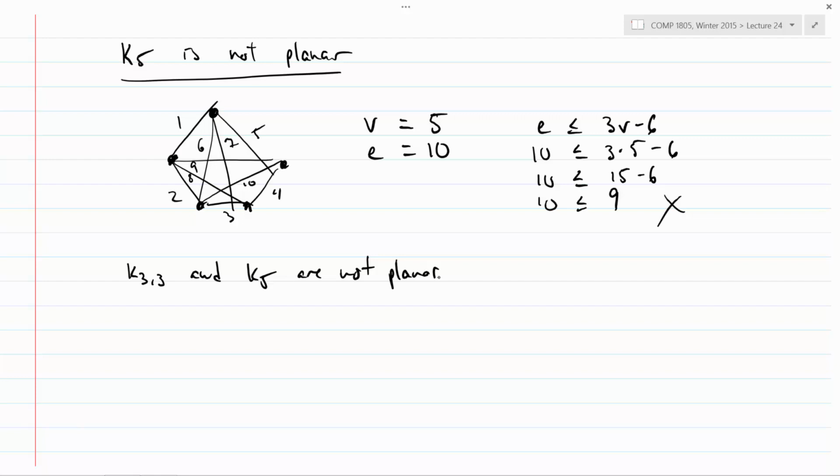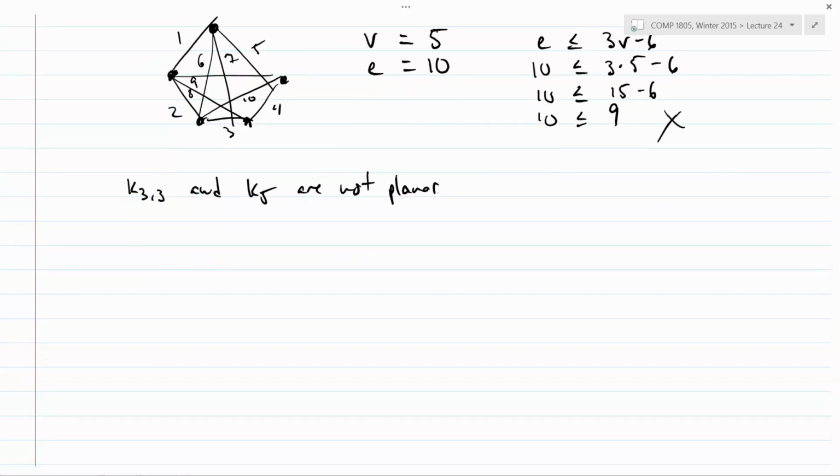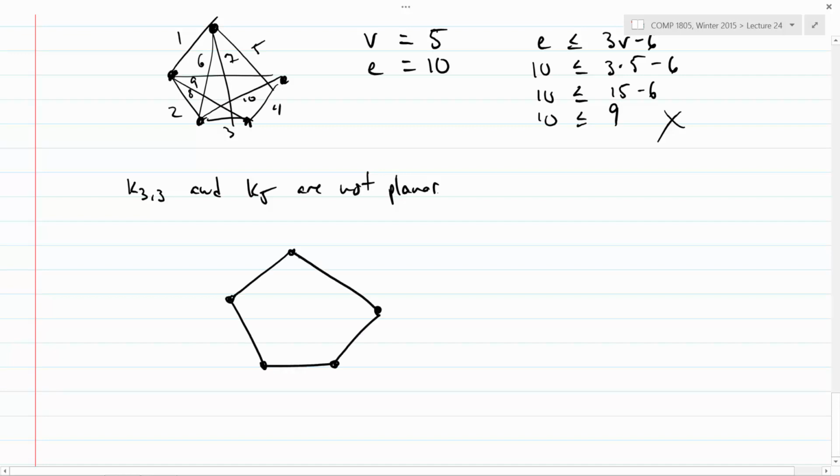And the really interesting thing is it turns out that these are essentially all of the graphs that are not planar. So to do that, you need something slightly different. It's not the same as being a subgraph. It's called a minor graph that consists of K33 or K5. So I'll show you what that means. So let's say I had a graph that looks like this. This is K5.